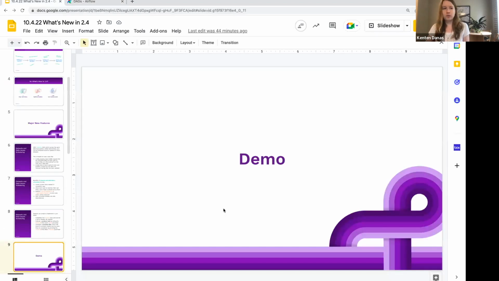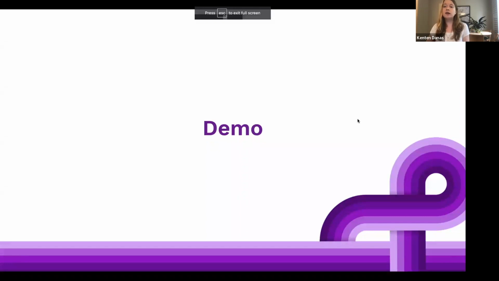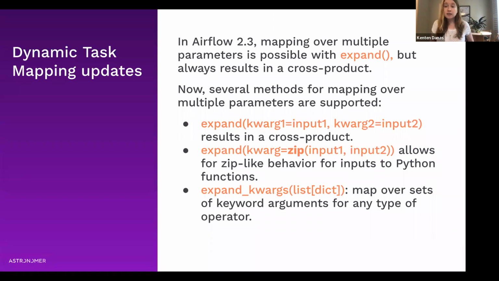Cool. So from there, I'm going to hop back into my slides here and talk about the next bigger feature that we're going to talk about in a little bit of depth. And that's updates to dynamic task mapping. Dynamic task mapping was a feature that was added in 2.3. This one was truly game changing in terms of what you could do with Airflow. It allows you to dynamically create tasks at runtime rather than at parse time in your DAG.